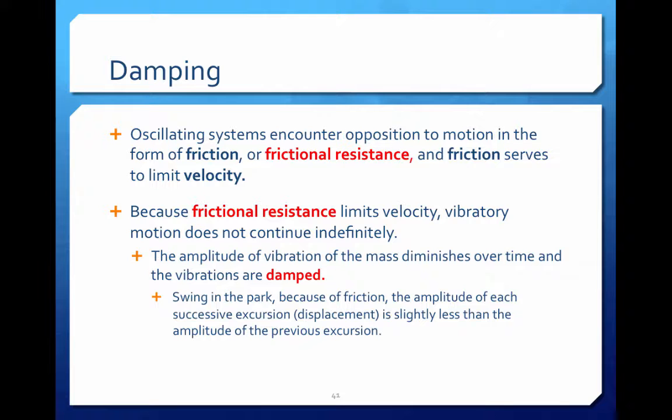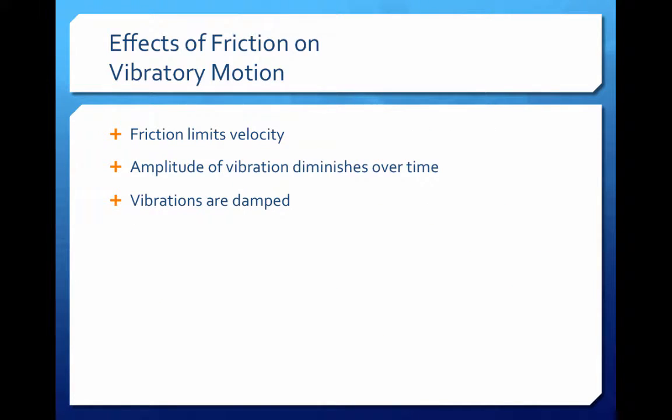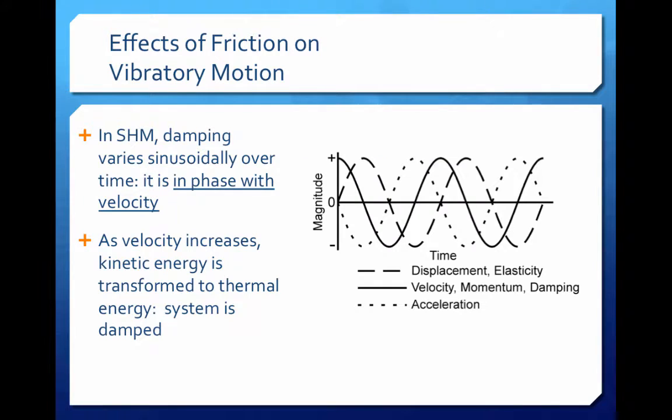The swing in the park, because of frictional resistance, the amplitude of each successive excursion, or its displacement, is slightly less than the amplitude of the previous excursion. Friction limits velocity, amplitude of vibration is diminished over time, and vibrations are damped.